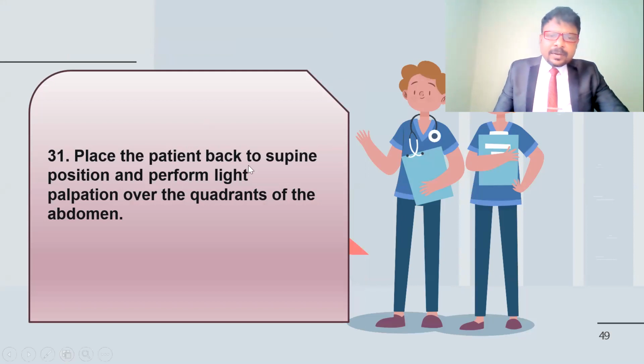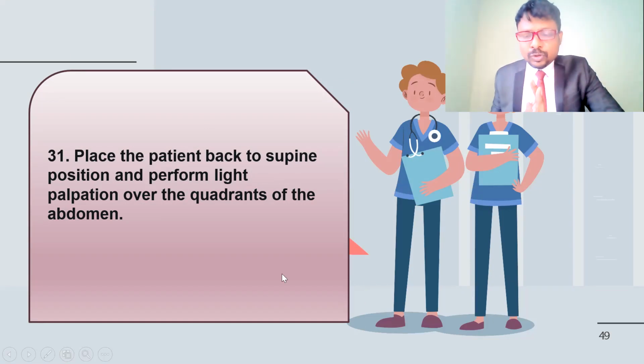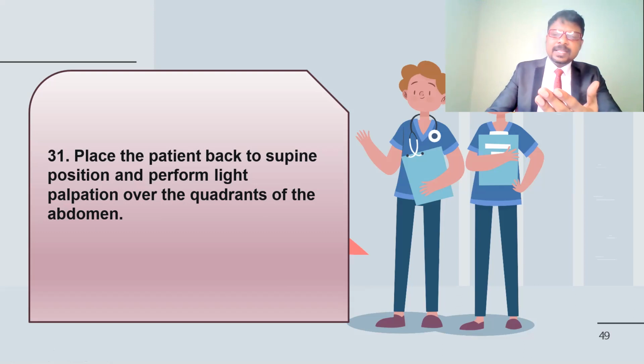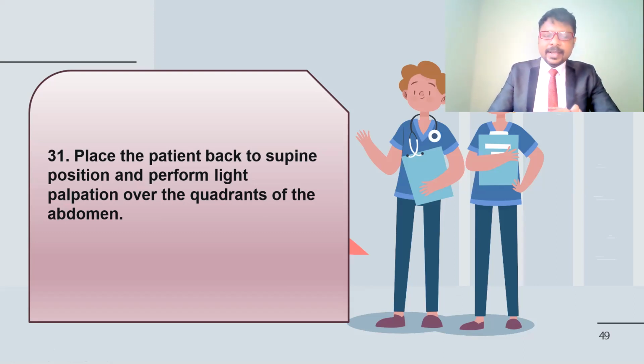Place the patient back in the supine position and perform light palpation over the quadrants of the abdomen. We ask them to lie in the supine position. In the supine position, according to the quadrants, the four quadrants, we place the hand, gently apply pressure, and palpate throughout the four quadrant areas.